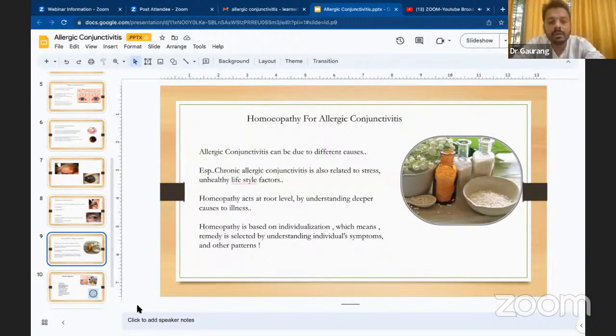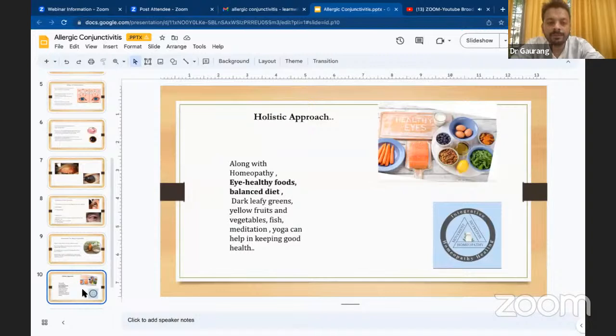In many chronic allergic cases of this sort, along with homeopathy, we also suggest certain changes in diet, certain changes in lifestyle. And with this together, remarkable changes we have seen with homeopathy and lifestyle change. So I highly recommend the benefits of homeopathy and lifestyle change in people.